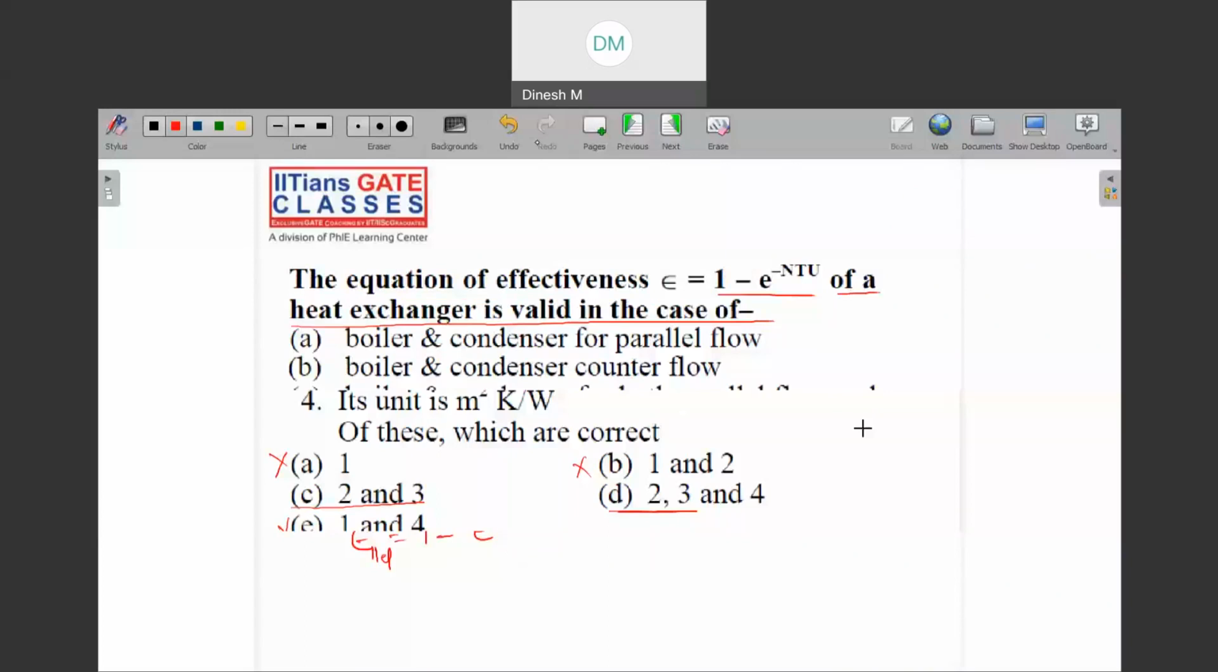Okay. This is 1 minus e to the power minus of (1 plus C) into NTU, divided by 1 plus C. Okay. And what was it for counter flow?